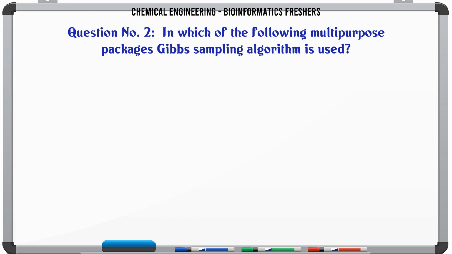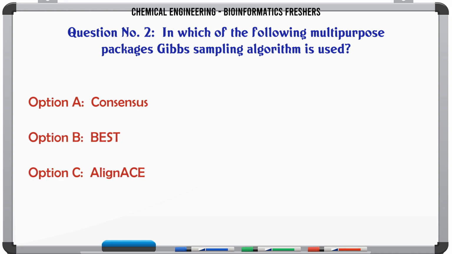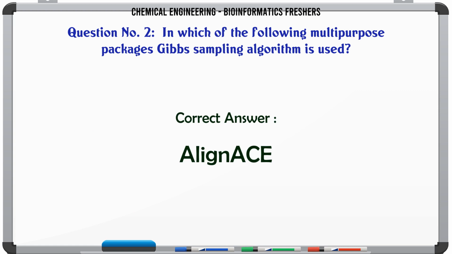In which of the following multipurpose packages is the Gibbs sampling algorithm used? A. Consensus. B. Best. C. AlignACE. D. Phylocon. The correct answer is AlignACE.